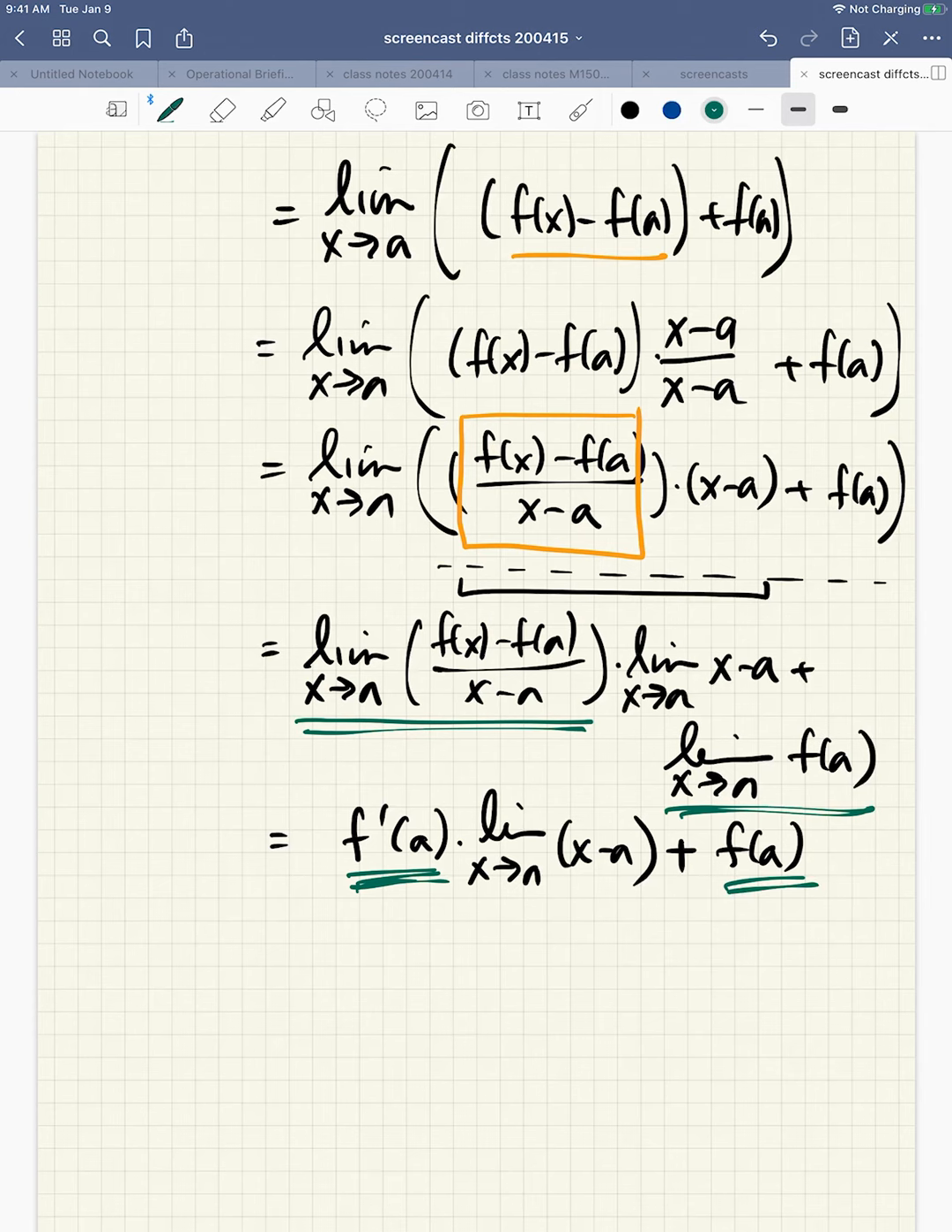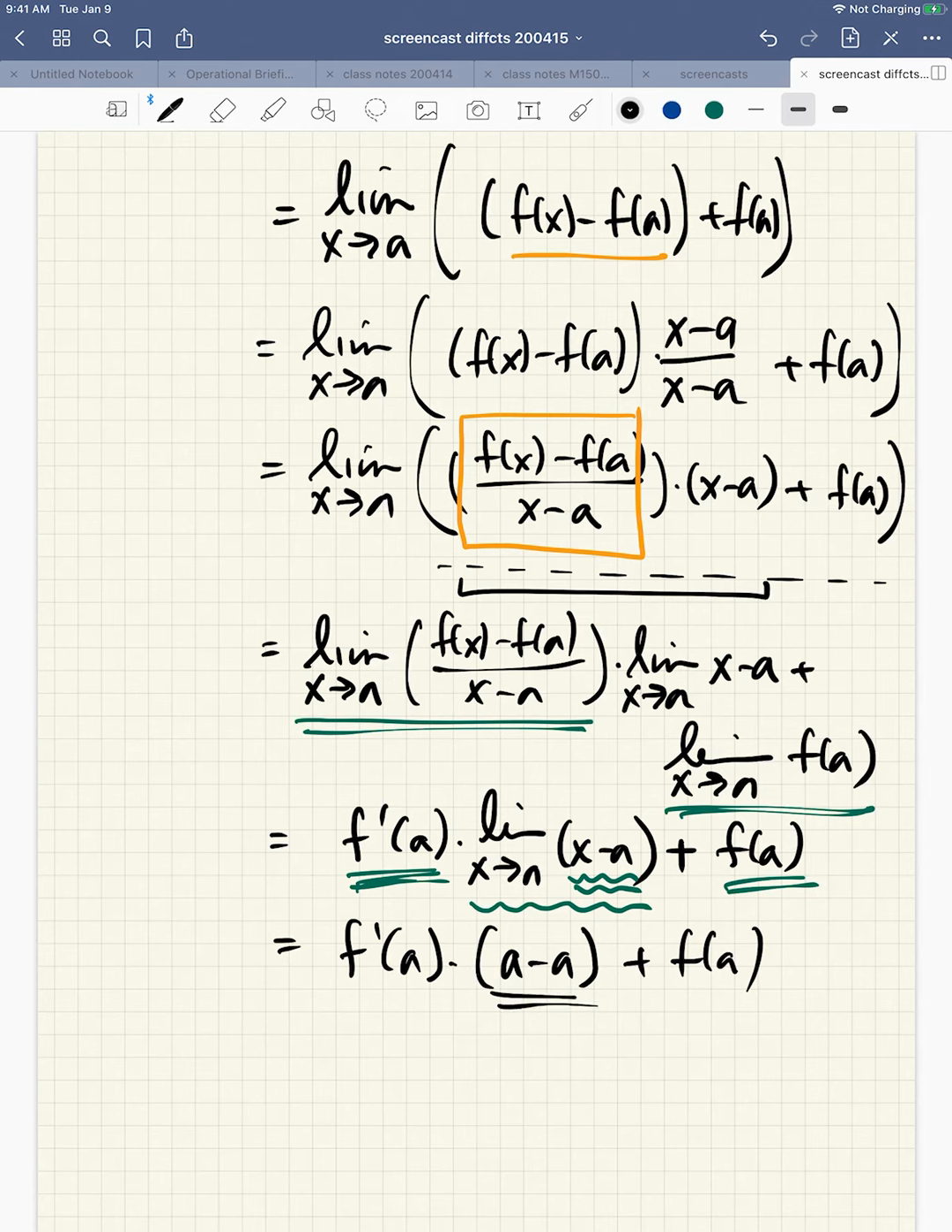Now, notice what's happening here with this limit. The thing I'm taking the limit of here is just a polynomial in x, right? So it's continuous, so I can evaluate the limit by just plugging in a. And so I get f prime of a times a minus a plus f of a. But a minus a is just 0, and so I'm left with f of a.